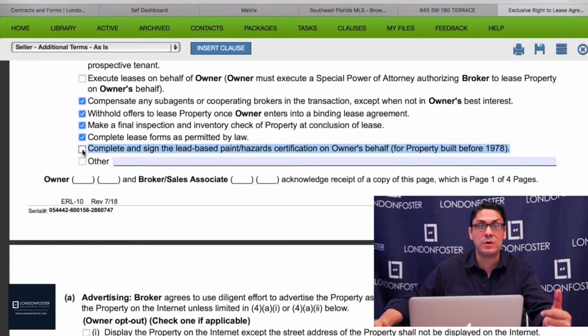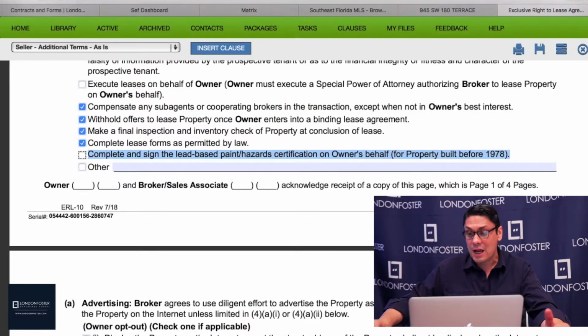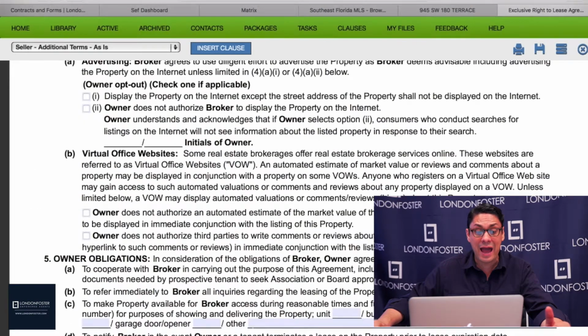I think the owner needs to be aware if their property does have lead-based paint or runs the risk. So again, through e-sign, you wouldn't have to do that. Now we're going to go off to the next section, which has to do about advertising.